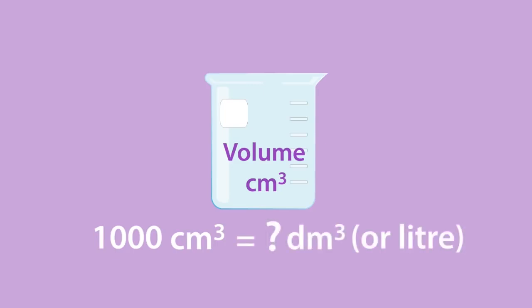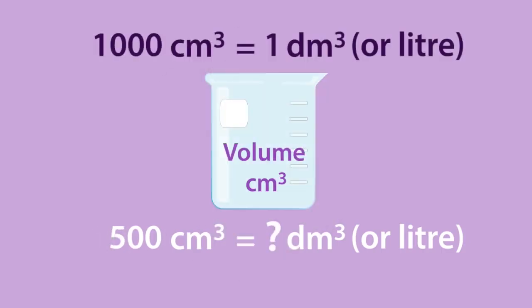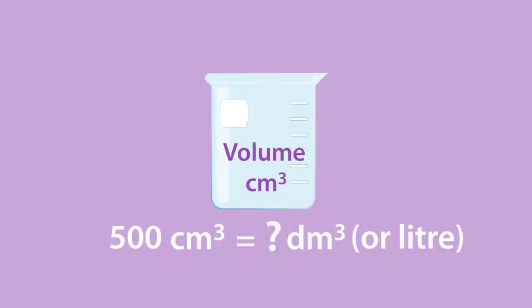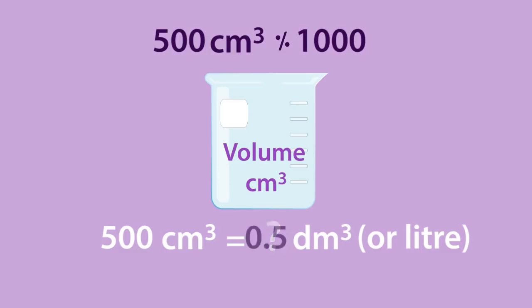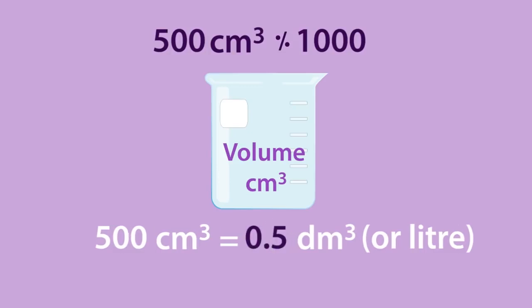So, how many decimeters cubed is 500 cubic centimeters? Pause, think, and continue when you are ready. To get the answer, you need to divide 500 cubic centimeters by 1000. So 500 cubic centimeters is the same as 0.5 decimeter cubed. Did you get it right?